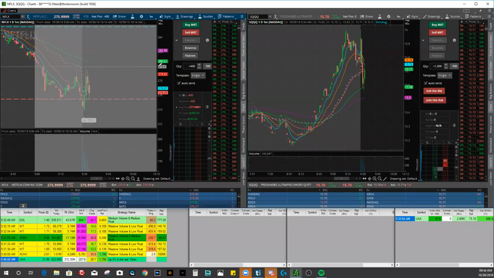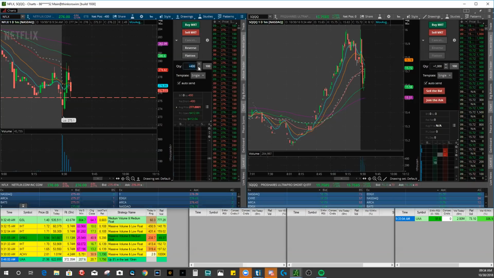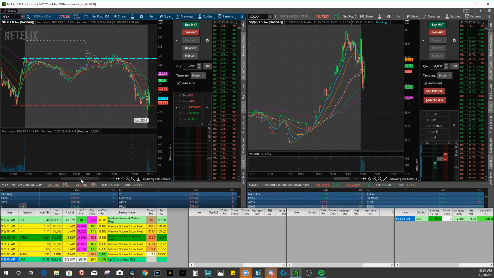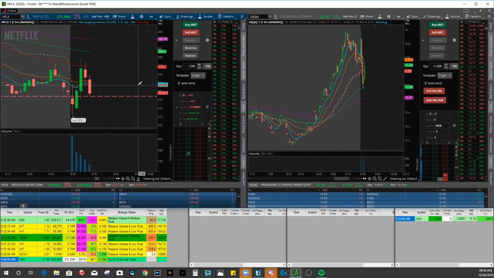All right, guys, I'm in short Netflix currently. The market was rejecting off the VWAP, so I'm in short on Netflix, looking for this to roll over with the market and start breaking down a little bit. So right now, 275.39 is the pre-market support for Netflix, or sorry, yesterday's previous low of the day that it would have to break through, and we might get another little move.